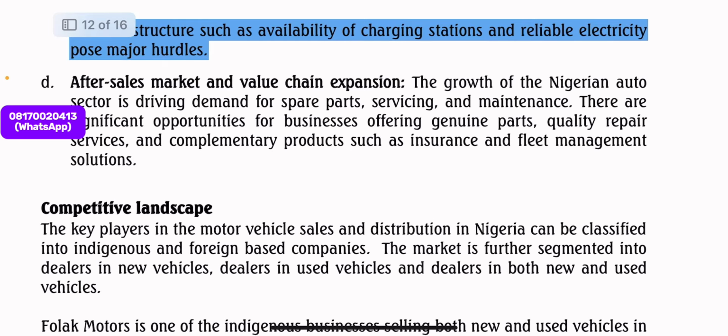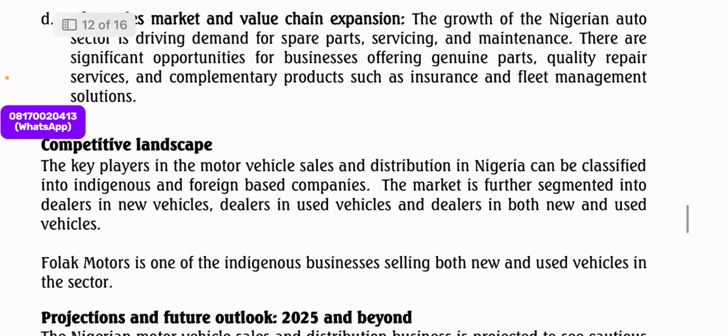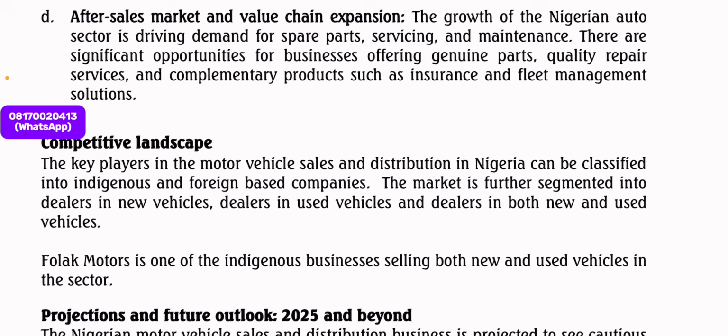Then the after sales market as well. The growth of the Nigerian auto sector is driving demand for spare parts, servicing and maintenance. So people are now saying, we need spare parts, we need maintenance services. And then there's now opportunity for businesses that have genuine parts. So we talked earlier about smuggling and counterfeit materials, but those are actually saying, we have genuine spare parts. So there's a market for them. You understand? If they have quality repair services, complementary products, there's a market for them. All these things I'm just explaining, but I'll give you more insights in the class.